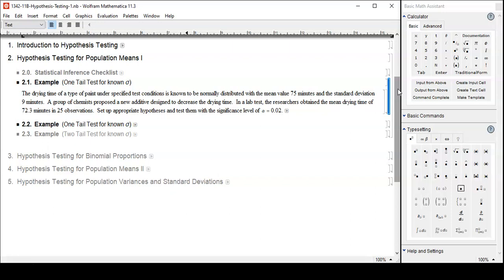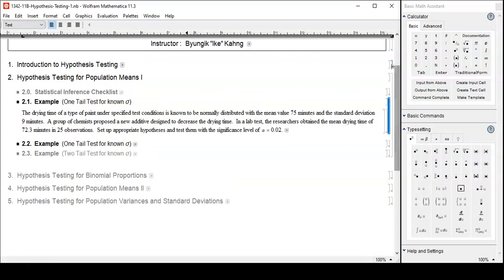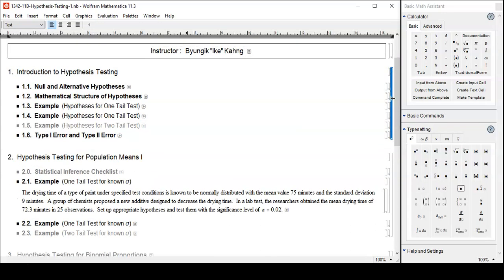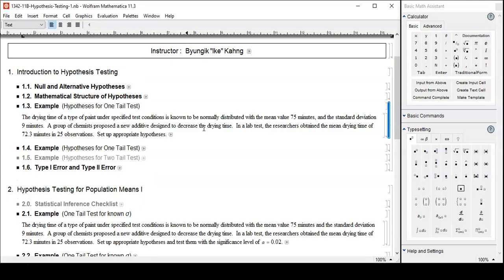Please stop the playback and go through its reading. The drying time of a type of paint under a specified test condition is known to be normally distributed with a mean value of 75 minutes and a standard deviation of 9 minutes, and so on. Wait a minute, haven't we seen this before? It's right here.